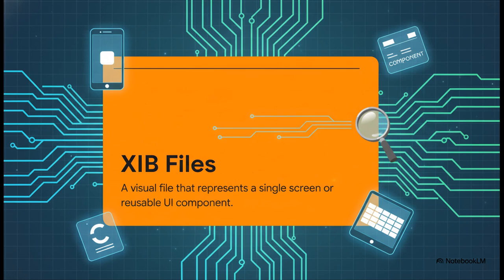So unlike a storyboard that tries to hold your whole app, an XIB file, which stands for XML Interface Builder, by the way, focuses on just one thing at a time. It could be a really complex table cell, a custom button you designed, or even just one specific screen. That focus on being modular, that's its superpower.